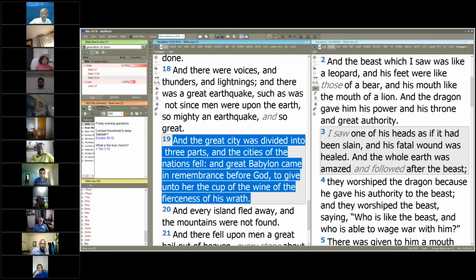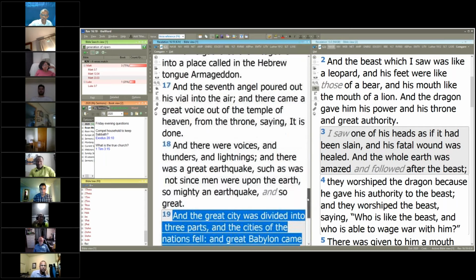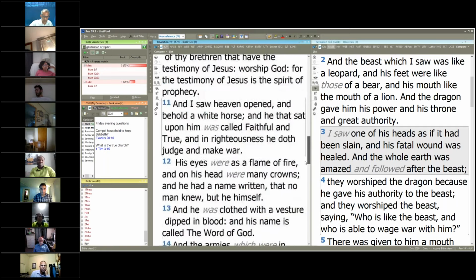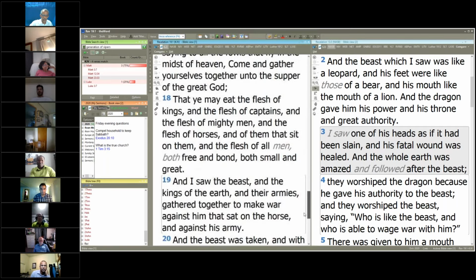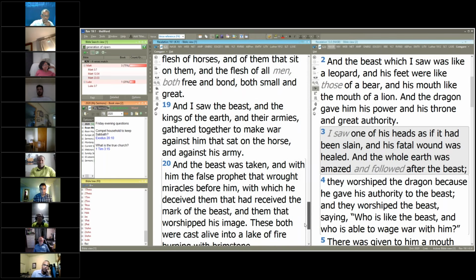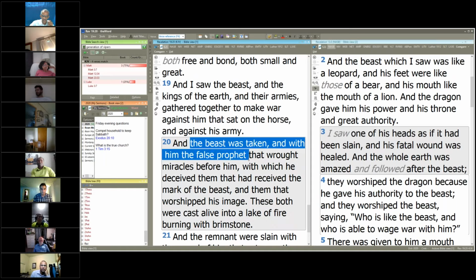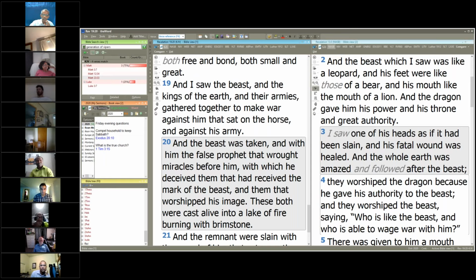But if you look at Revelation 19, she asked the question, how is Babylon's staple? Her words, how is it that it remains to be destroyed at the coming of Christ? And I know what she's talking about. She's talking about the false prophet. The beast was taken, and with him the false prophet. Many believe that this false prophet is Babylon. I don't agree with that. So that's a question that probably doesn't apply to how I see the prophecy.